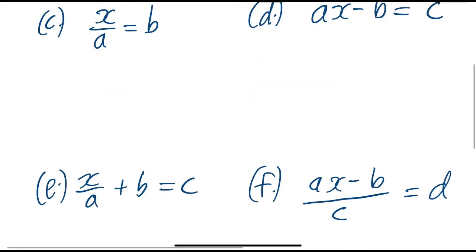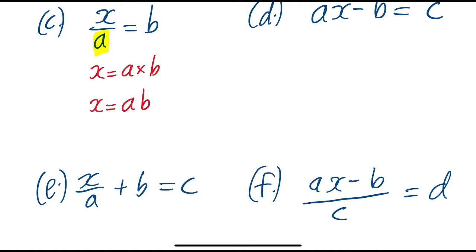Okay, example C, similar to the last one. You've got x over a, but this time your a is on the bottom line, which means that instead of multiplying as it was in the last example, a is dividing. Now the opposite of dividing by a is multiplying by a, so you can have x equals a times b. And in algebra, we don't really write that with the times sign. We just push those letters together, so x equals ab.